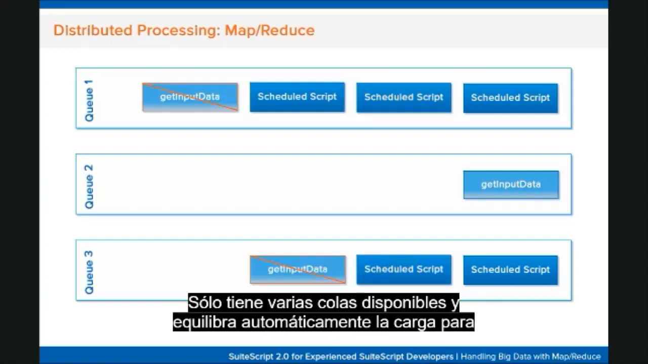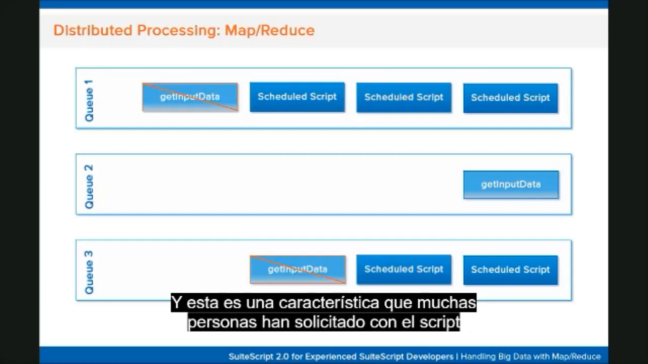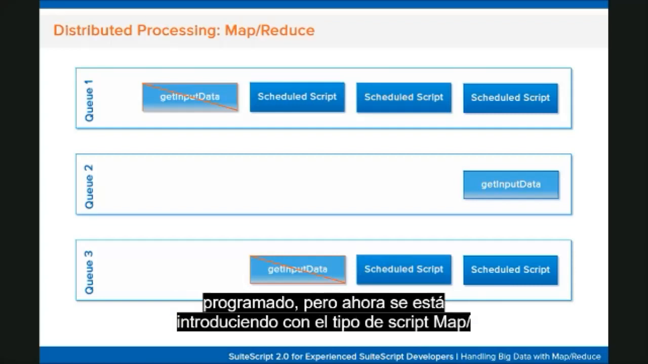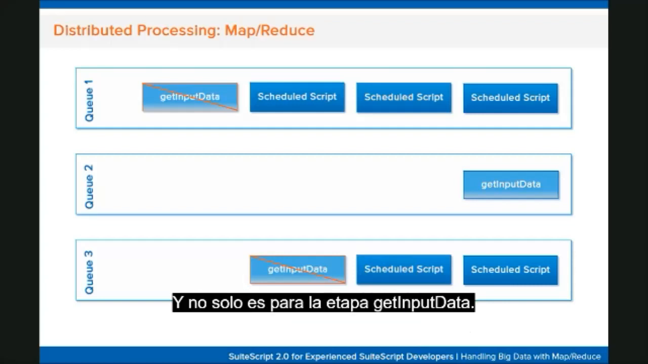It is just having multiple queues available to you and automatically balancing the load for you without you having to think about anything. And this is a feature that a lot of people have been requesting for with the scheduled script, but is now being introduced with the MapReduce script type. And it's not just for the get input data stage. This is also available with other stages.